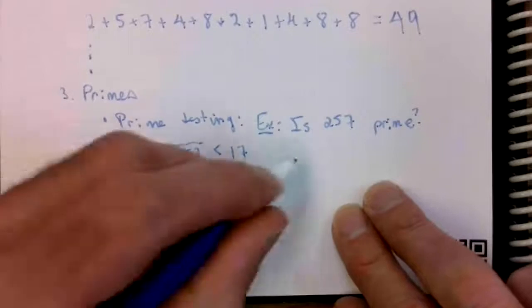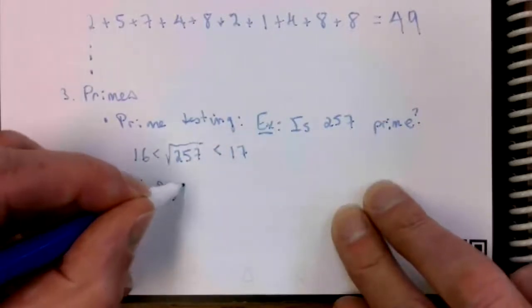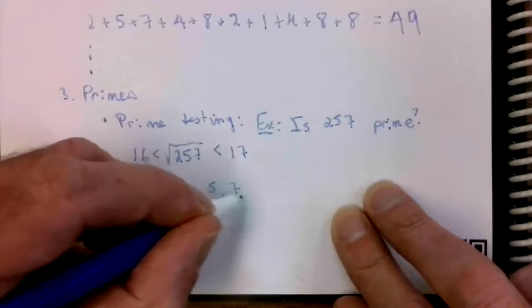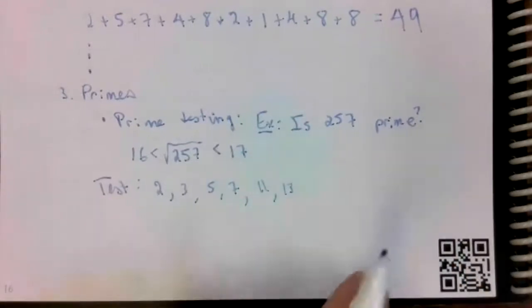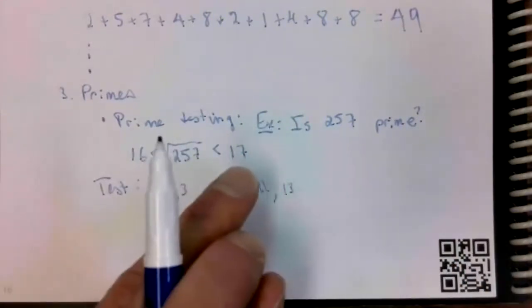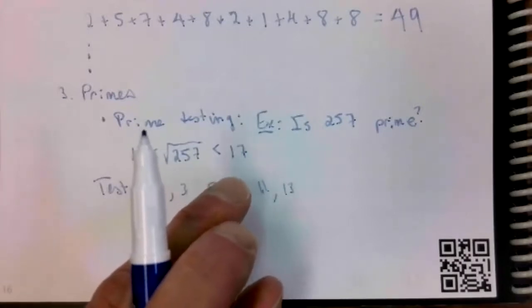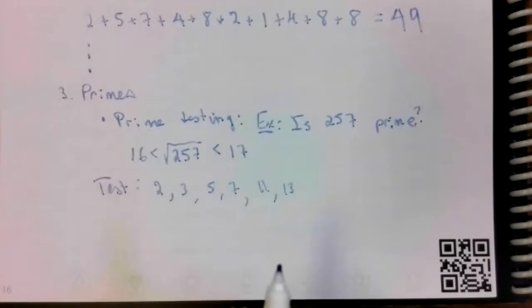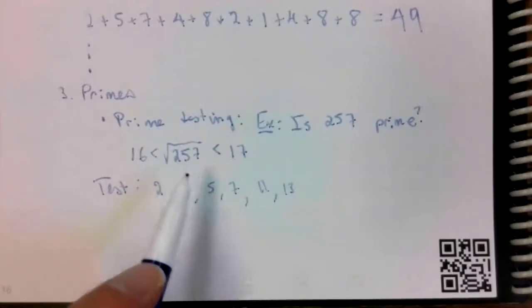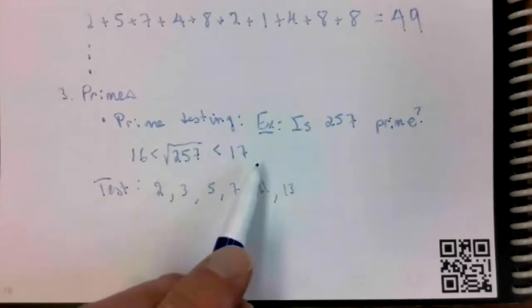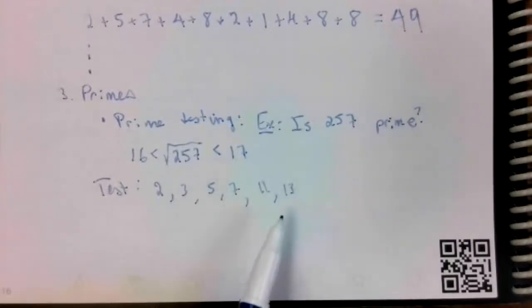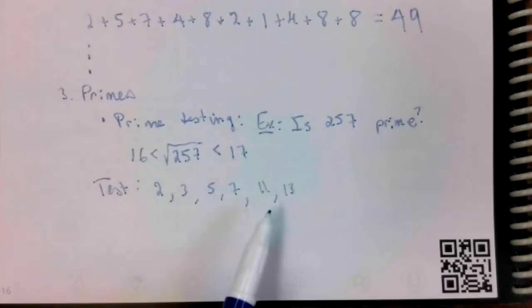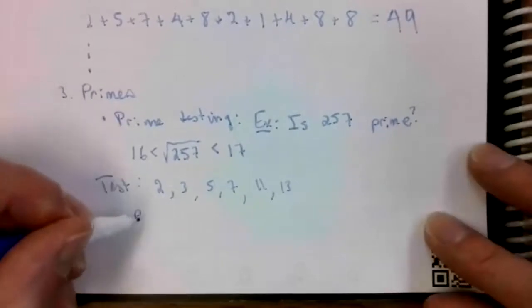If we're asking, is 257 a prime? I should test, is it divisible by 2, 3, 5, 7, 11, and 13? Why didn't I test 17? 17 is a prime. We're testing up to the square root, and we know this number is less than 17, so 17 is beyond the cutoff. We don't need to test it. If this thing is divisible by one of these primes, then it'll show up here. So be ready for prime testing.